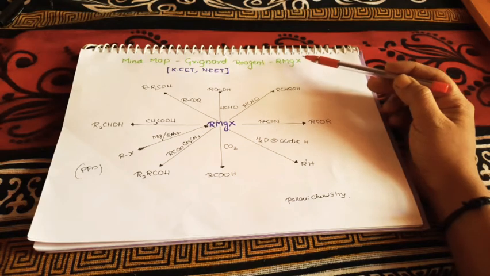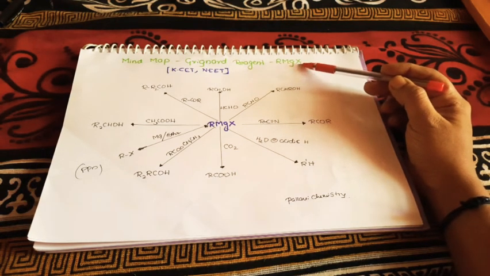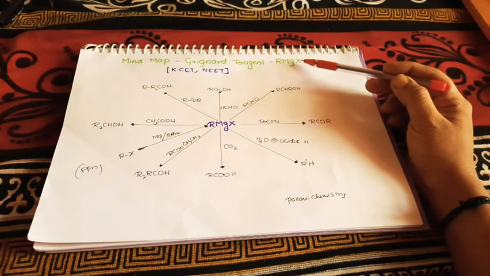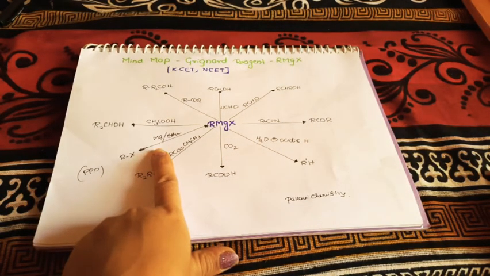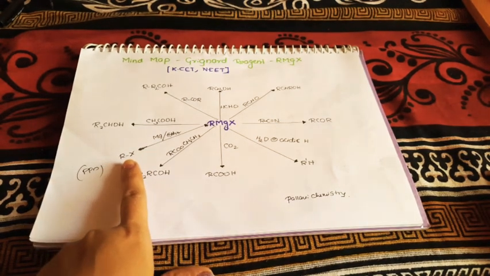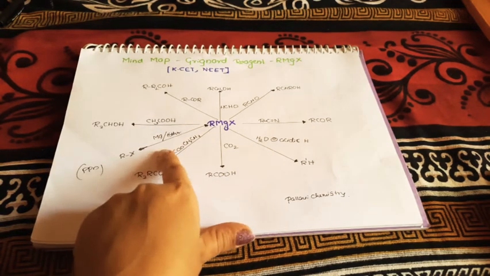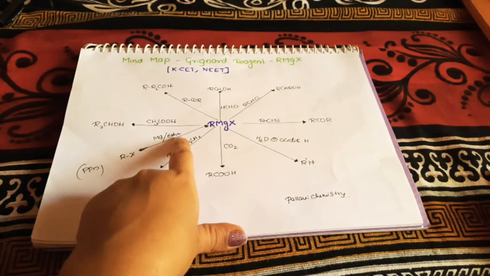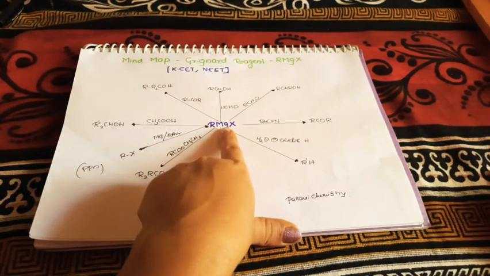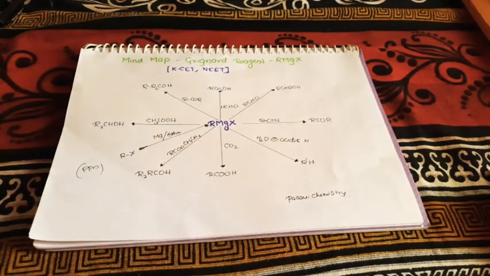This is called the Grignard reagent, and it's the general representation where X can be any halogen like fluorine, chlorine, bromine, iodine. There is a preparation method, only one method I have mentioned, through which you can prepare the Grignard reagent. We treat an alkyl halide with magnesium. Alkyl halide when treated with magnesium in ether medium results in the formation of alkyl magnesium halide. This is the method of preparation.